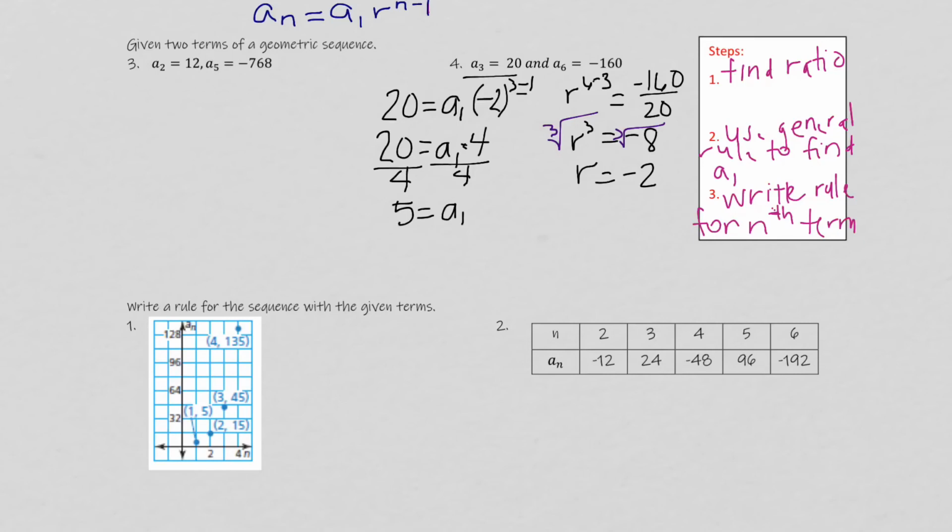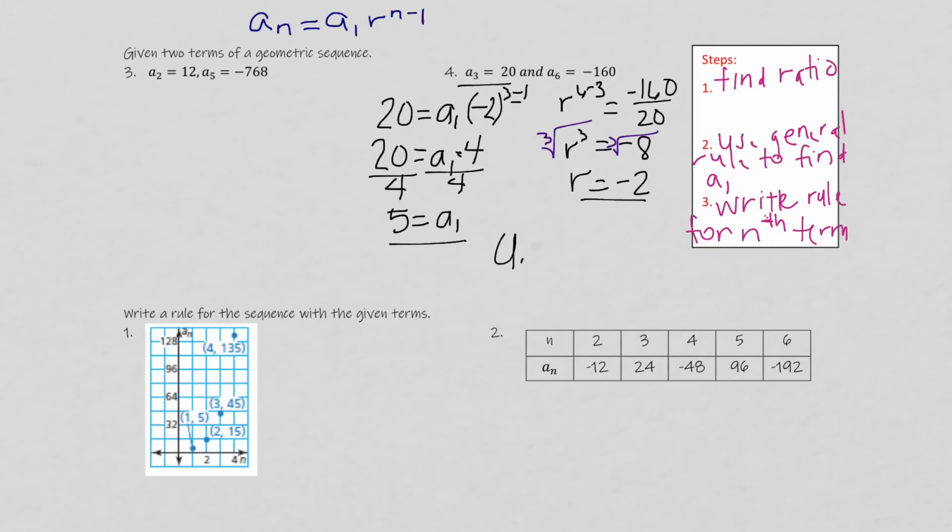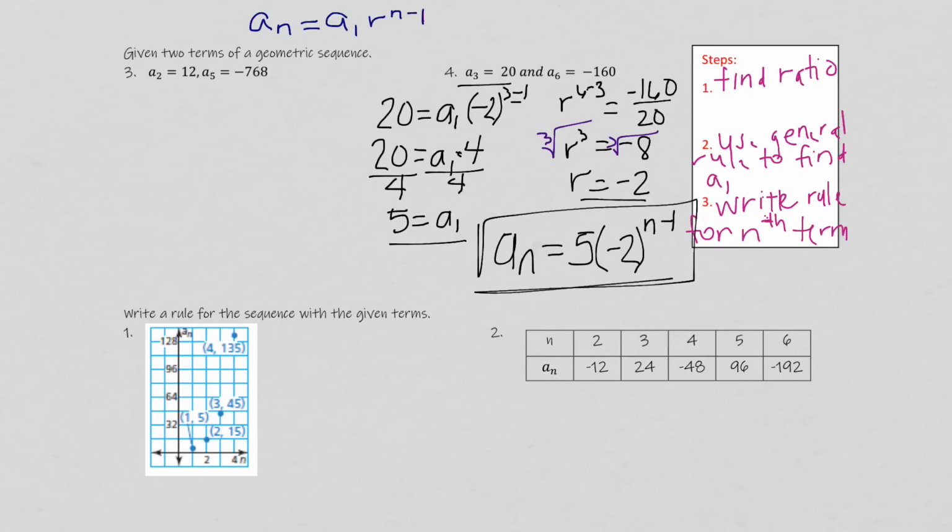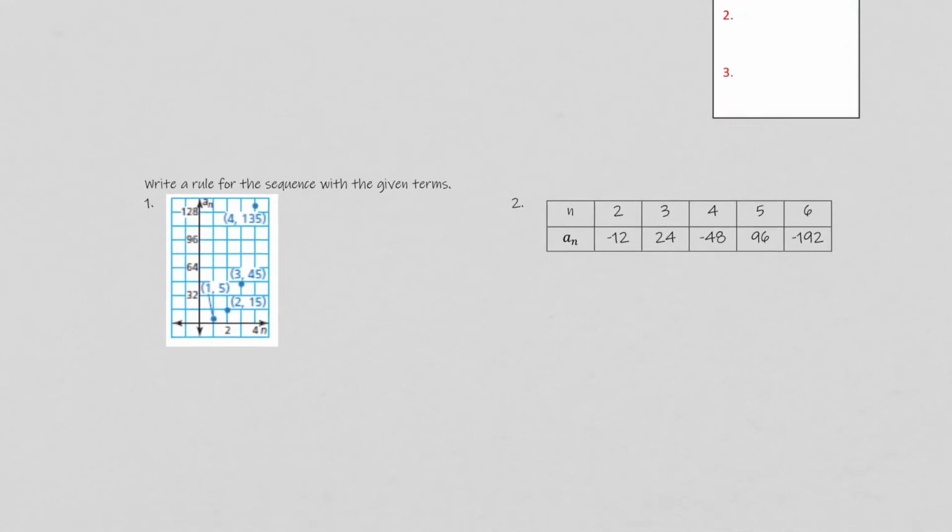All right, then let's plug that into our general formula. So a sub n would equal 5 times negative 2 to the n minus 1 power. And then that would be my general sequence. All right, let's look at our last two problems.